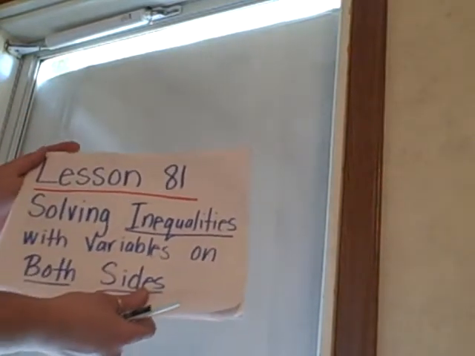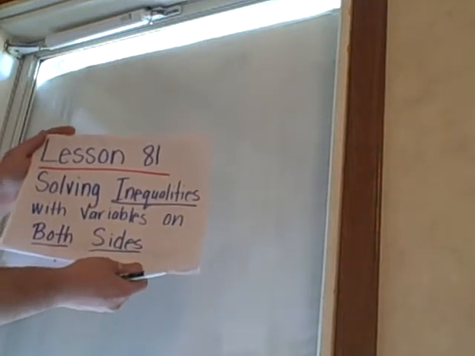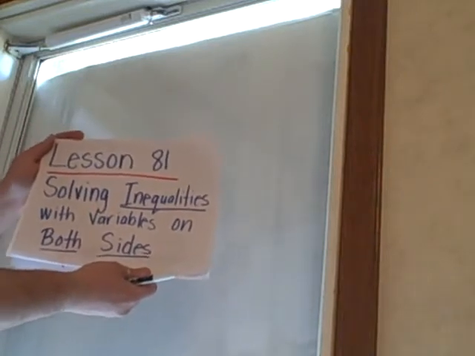Today's lesson is lesson 81, solving inequalities with variables on both sides. Well, if you can solve equations with variables on both sides, then you can solve inequalities with variables on both sides because you follow the same rules. Let's take a look at our first example.